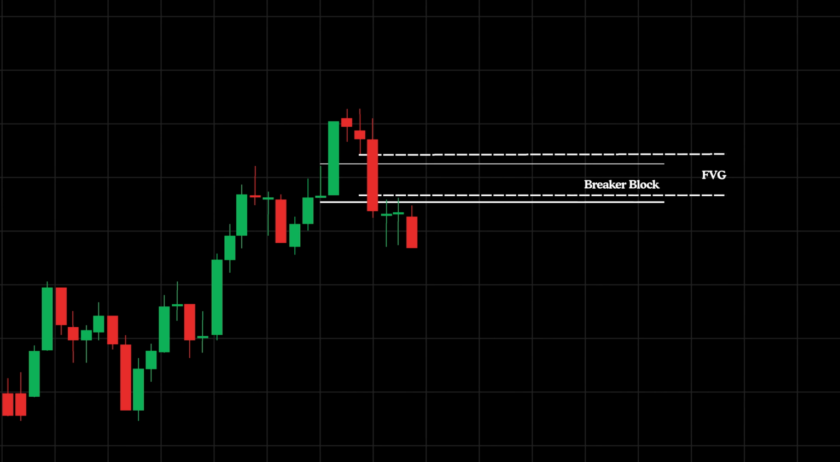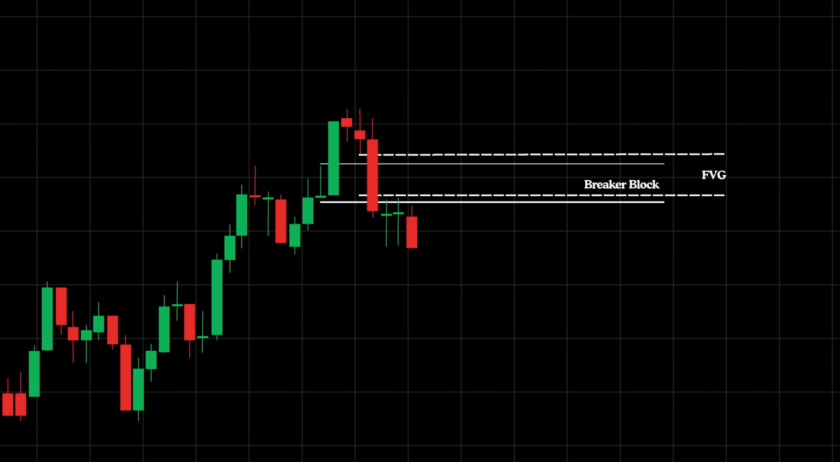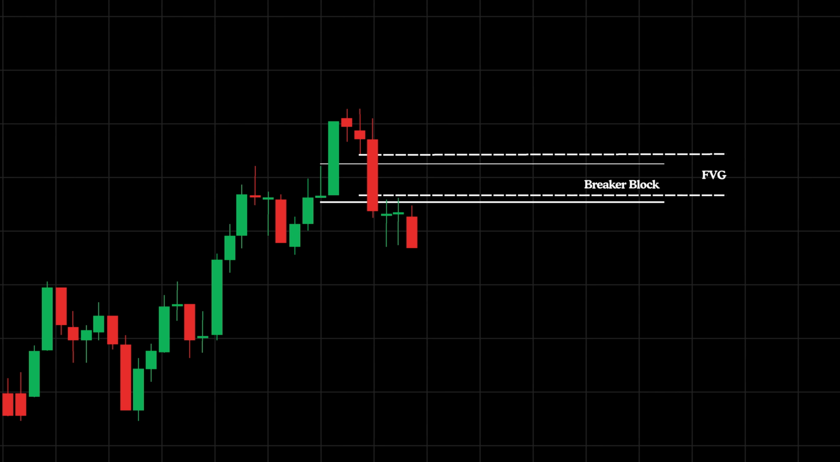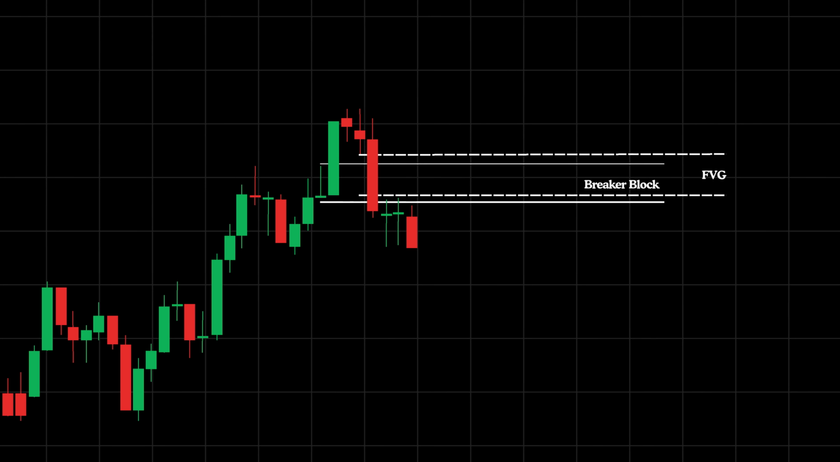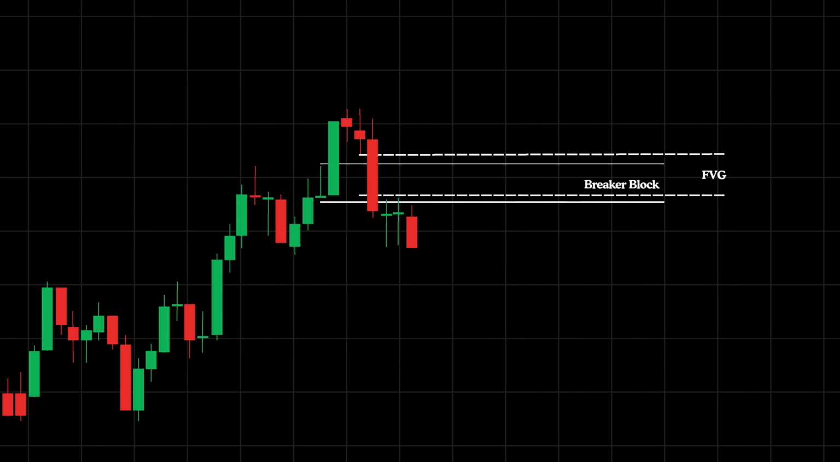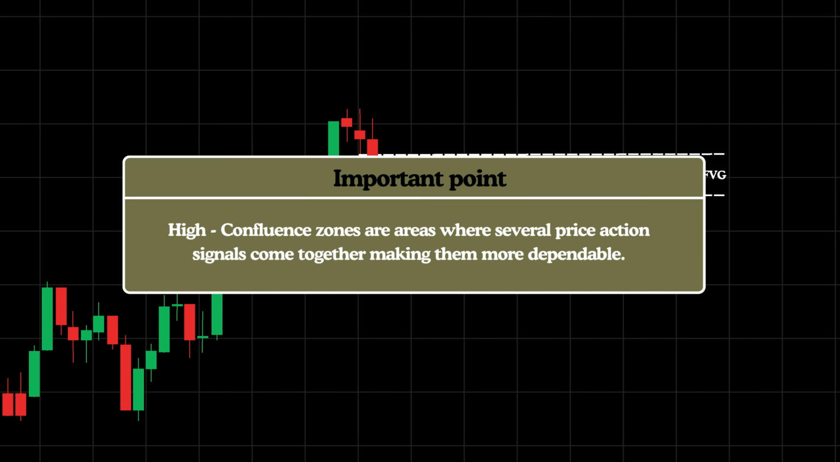The bearish leg that moved through this demand zone also formed a fair value gap, confirming strong bearish pressure on its own. Both the bearish FVG and the breaker block are solid trading zones, but when they align, they generate a high confluence trading zone, turning it into a key area of interest due to its added weight. High confluence zones are areas where several price action signals come together, making them more dependable.